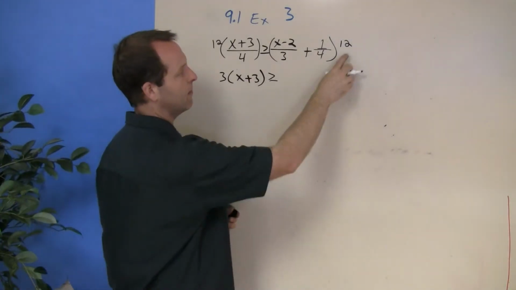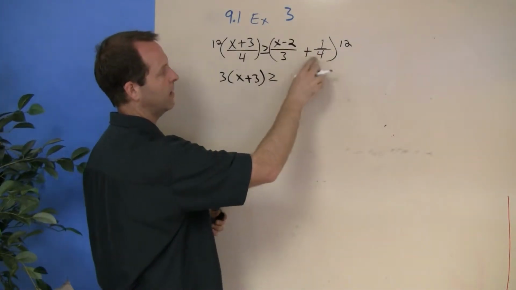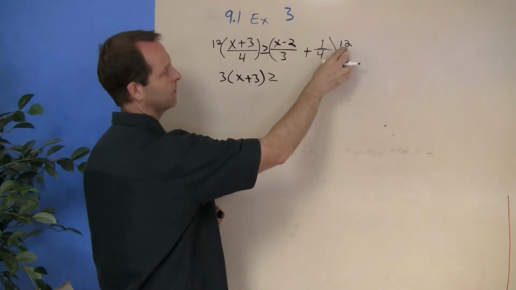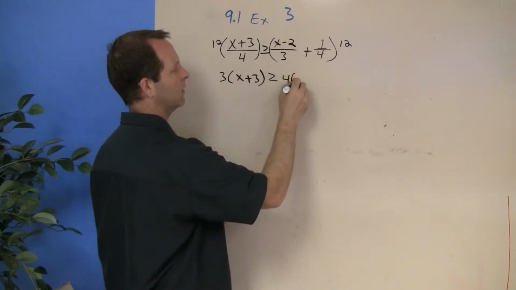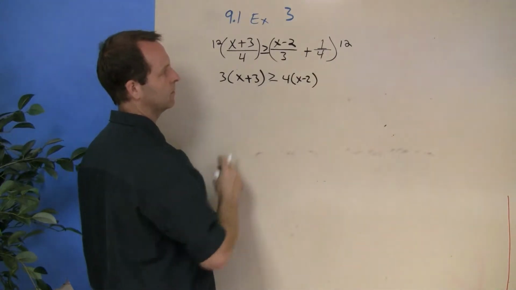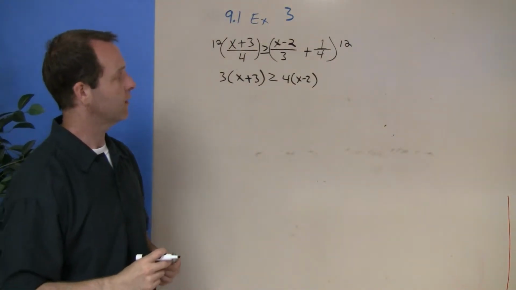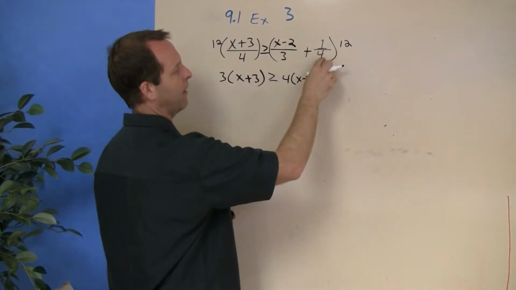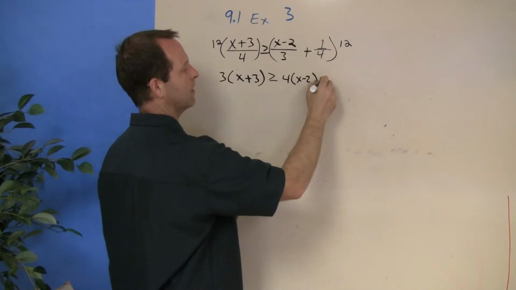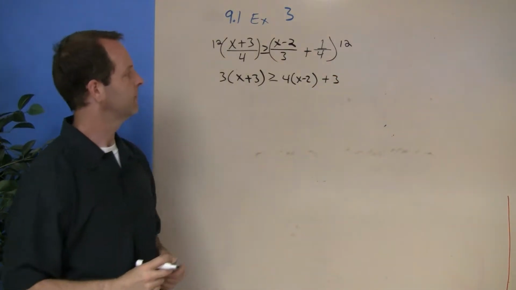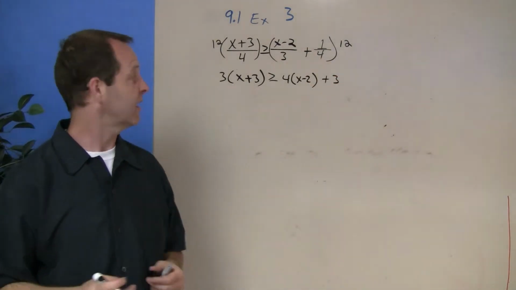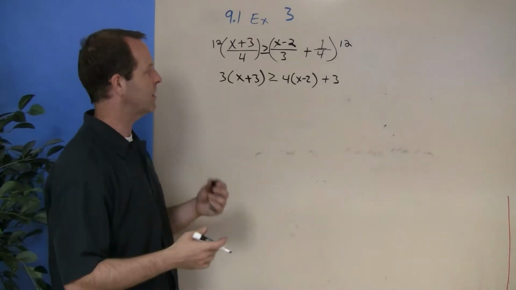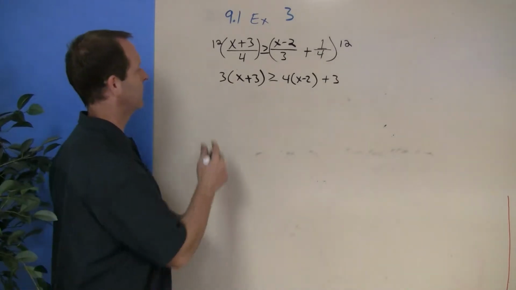Likewise, on the second one, I need to multiply this 12 to this first term and to the second term. X minus 2 over 3 times a 12 gives me a 4 x minus 2. Plus 1/4 times a 12. I can look at the 12, divide by the 4, and gives me a plus 3. So now I just have a long, stinking linear inequality, but at least I have no fractions. So now it's just going to be some time cleaning it up a little bit.